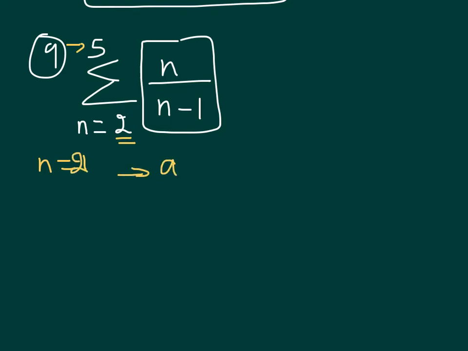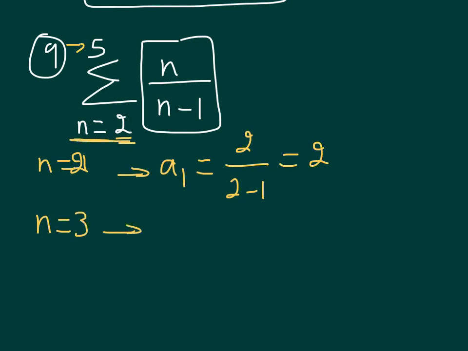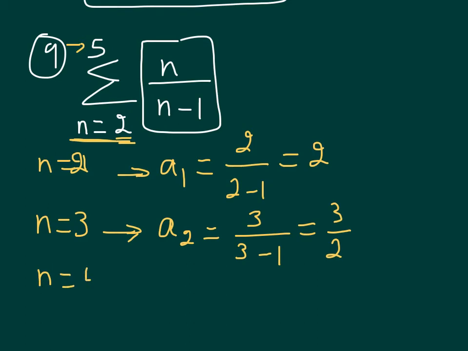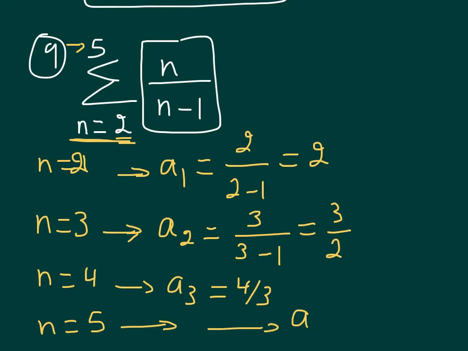The first term in this sequence will be 2 over 2 minus 1, or simply 2. If I want to get to the second term, will be a3, because we're going to let n equal 2 to 5. N equal to 3 will give us the second term, which gives us 3 over 3 minus 1, which is 3 over 2. Now continue with this pattern till you get to 5. N equal to 4, which gives us the third term, which is 4/3. And then if you do the last one, n equal to 5, you get the last term, which is a4, which is equal to 5/4.